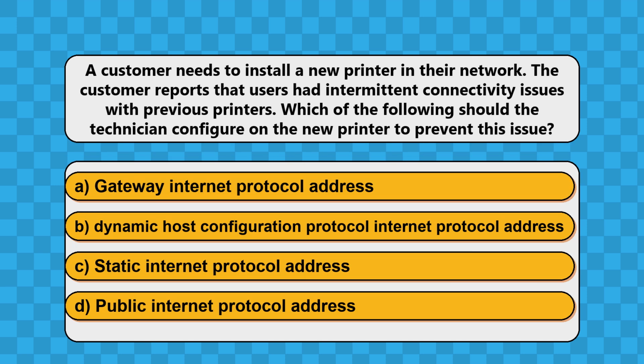Question 52. A customer needs to install a new printer in their network. The customer reports that users had intermittent connectivity issues with previous printers. Which of the following should the technician configure on the new printer to prevent this issue? Option A, Gateway Internet Protocol address. Option B, Dynamic Host Configuration Protocol Internet Protocol address. Option C, Static Internet Protocol address. Option D, Public Internet Protocol address. The correct answer is option C, Static Internet Protocol address.